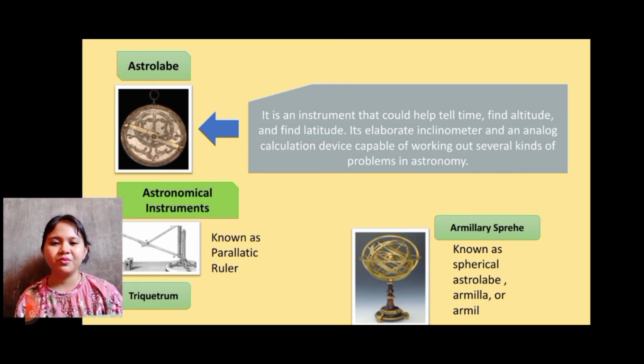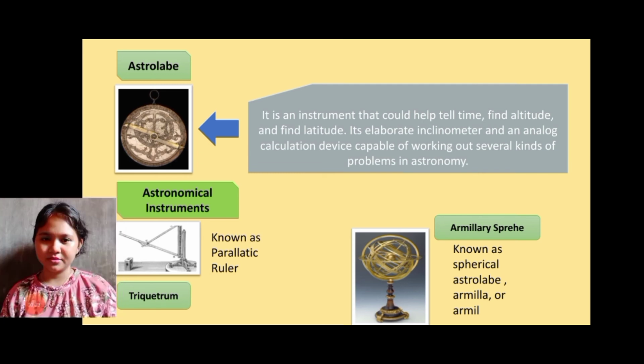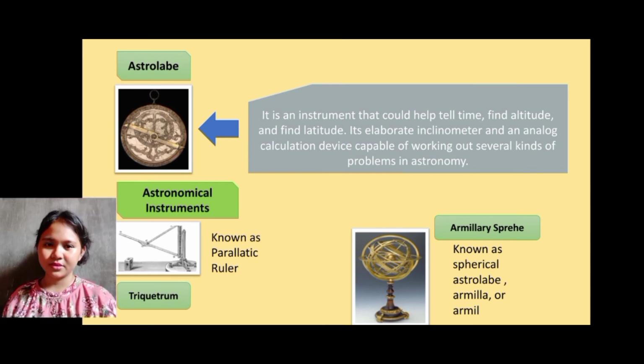Triquetrum. Tri means three. Quetrum means corner. It is used to determine heavenly bodies, and it defines the zenith distance and the parallax of the moon. Armillary sphere. It is used as a teaching tool and analog computer for solving various astronomical problems. Good degree of accuracy.